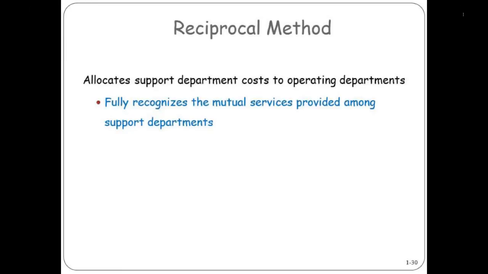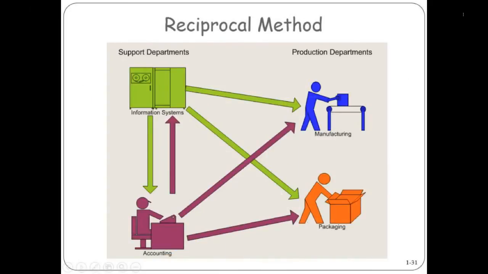We're back to kind of algebra now. The reciprocal method fully acknowledges the cross allocation. The challenge to fully acknowledge that cross allocation is you have more than one variable in an equation, so you have to do, if you remember this, the substitution method from algebra. We'll see it together. It'll be fun. So we fully acknowledge the cross allocation here.